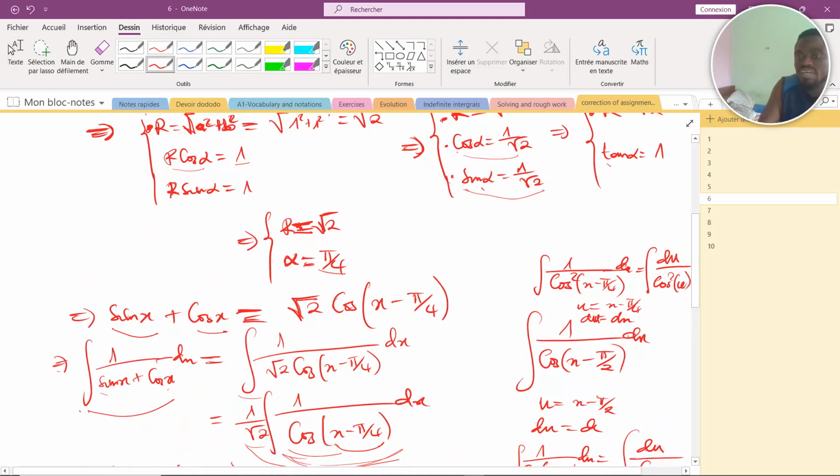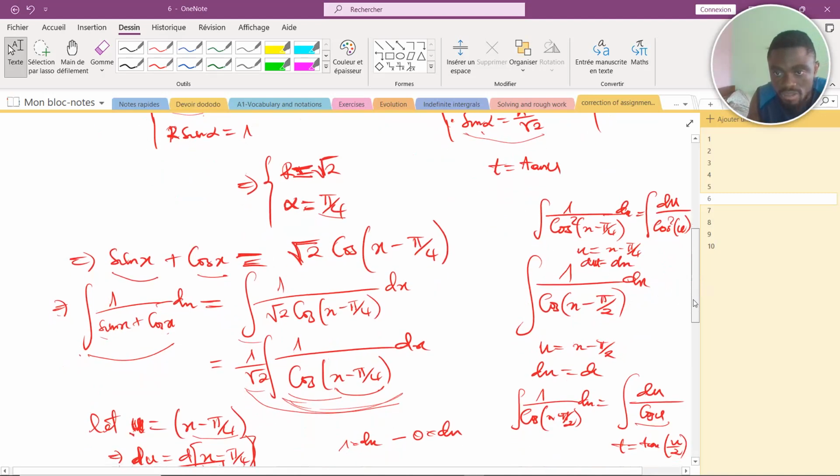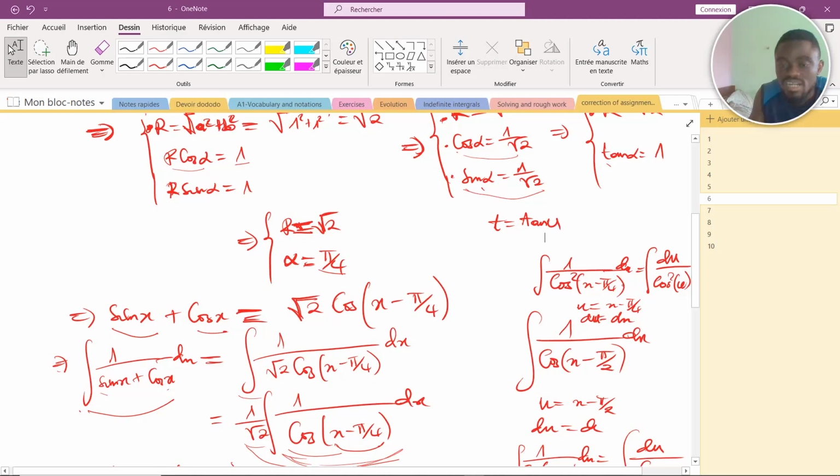And you know that to integrate something of this form, you use the substitution t equals what? t equals tan of the angle that is inside, that is tan u. Is that okay? And don't forget to always leave your answer in terms of what was given, because when you finish integrating this, your answer will be in terms of u.